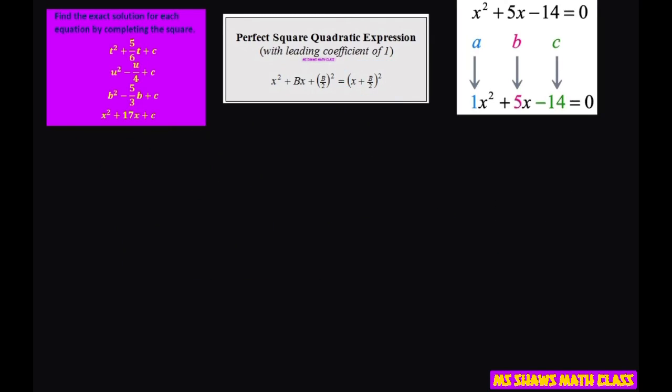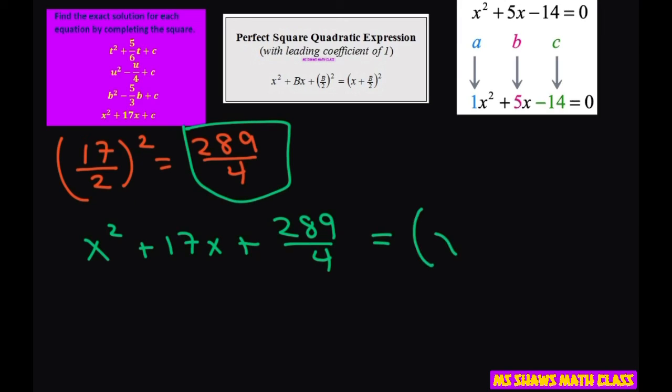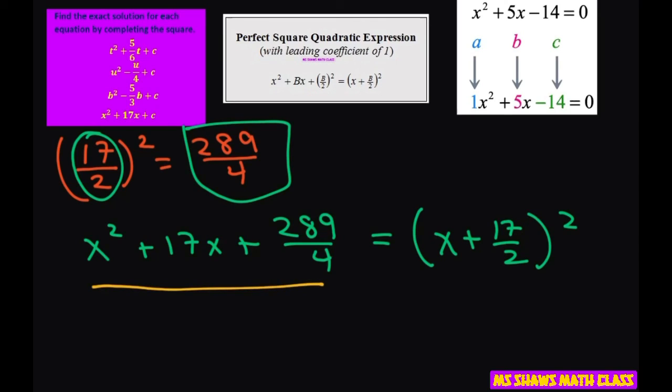And then for the last one, our B is 17. Take half of it, or divide by 2. So that gives you 289 divided by 4. So let's write this out as x squared plus 17x plus your C. This is your C, 289 divided by 4. Condensing it, it would be x plus half of 17, which is 17/2, squared. This is the expanded perfect square trinomial, and this is the condensed perfect square trinomial.